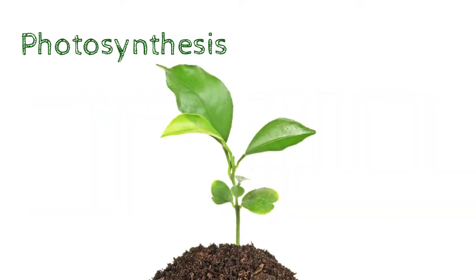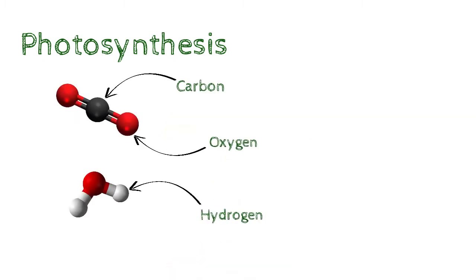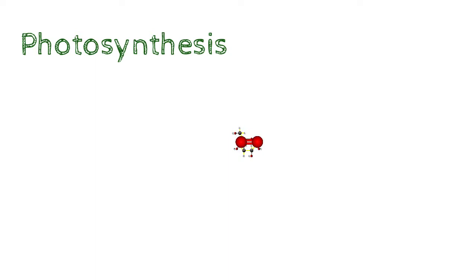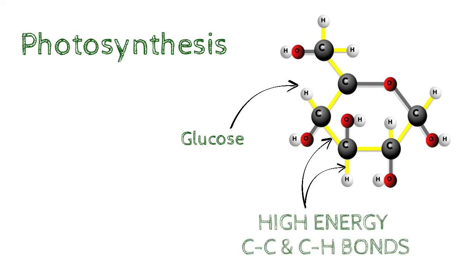During photosynthesis, water from the ground and carbon dioxide from the air are moved into leaf cells. The atoms of carbon, hydrogen, and oxygen are rearranged into molecules of glucose and oxygen. But unlike the carbon dioxide and water that move into the plant, glucose contains high-energy bonds.